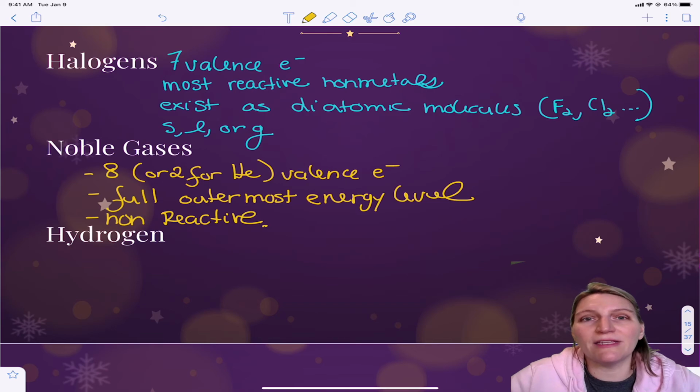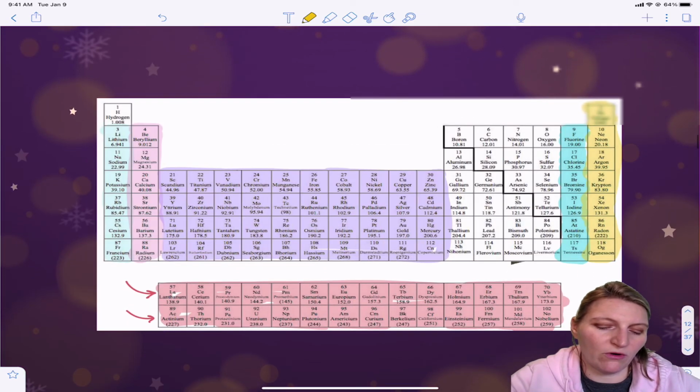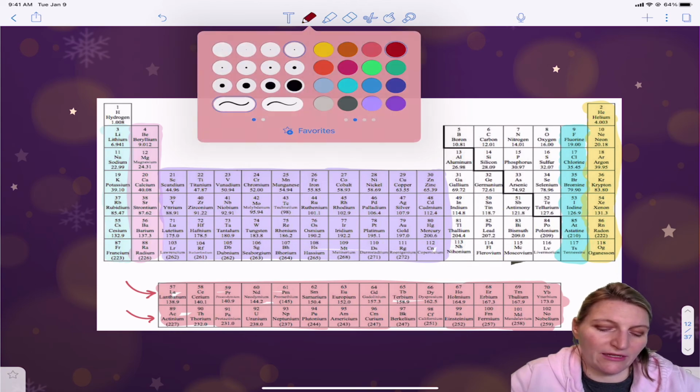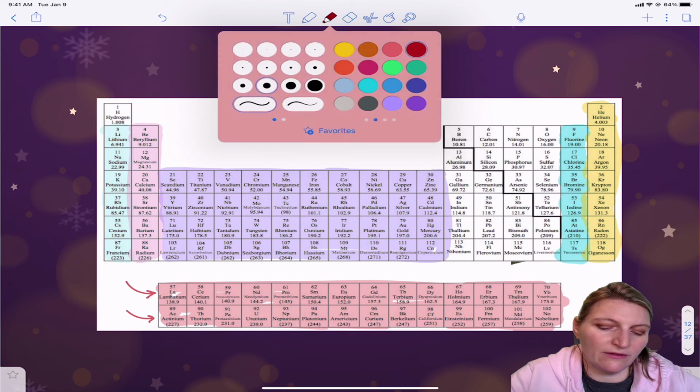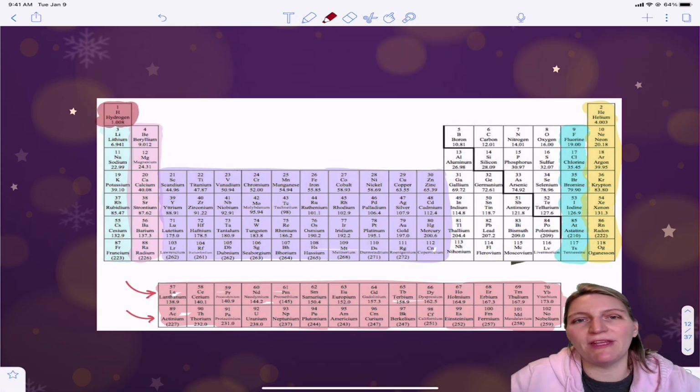And all that leaves us now is hydrogen. Hydrogen we leave as a category unto itself. And the reason is that hydrogen fits on top of the alkali metals. It has 1 valence electron. It can give up that valence electron just like all the other alkali metals. So in some ways, it makes a lot of sense that it's there.